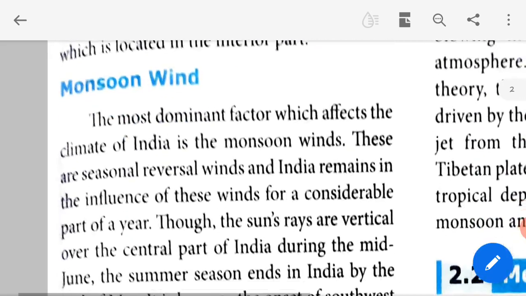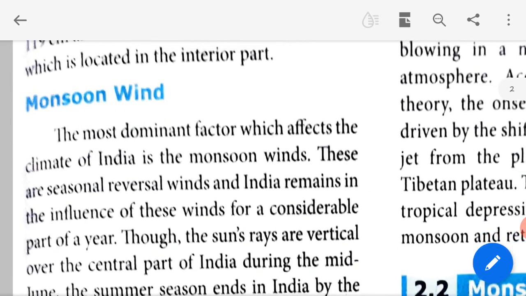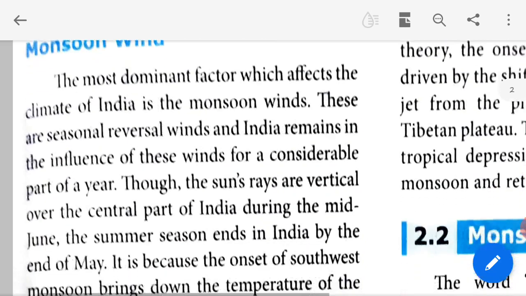Monsoon winds. Monsoon we already know, seasonal winds are called monsoon winds. The most dominant, meaning very particular, factor which affects the climate of India is the monsoon winds. These are seasonal reversal winds. So these are seasonal. Seasonal means for a particular time, and they are reversible winds. India remains in the influence of these winds for a considerable part of the year.